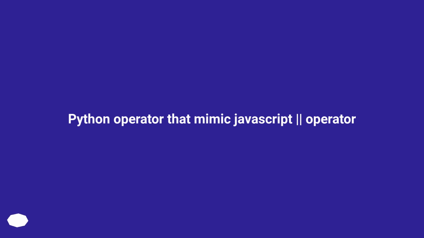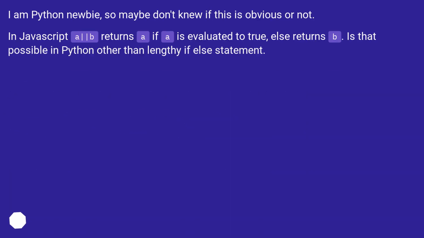Python operator that mimics the JavaScript vertical bar operator. I am a Python newbie, so maybe I don't know if this is obvious or not. In JavaScript, A || B returns A if A evaluates to true, else returns B. Is that possible in Python other than a lengthy if-else statement?